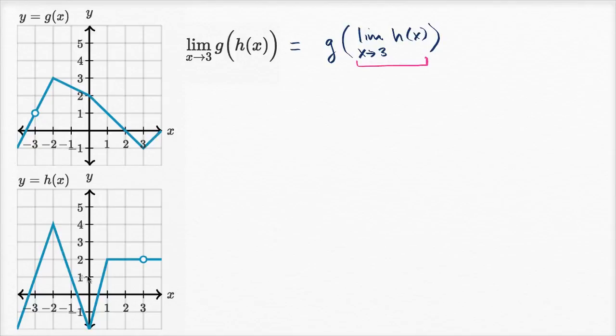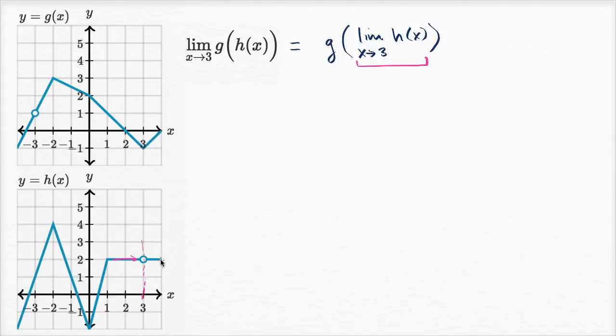So let's look at h of x right over here. And as x approaches 3, we see that h of 3 is undefined, but we can think about what the limit of h of x is as x approaches 3. As x approaches 3 from the left, we see that the function just stays at a constant 2. So h of 2.5 is 2, h of 2.9 is 2, h of 2.999999999 is 2. So it looks like when we approach from the left, the limit is 2.